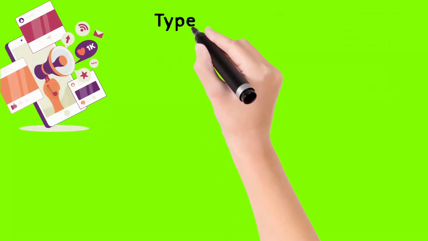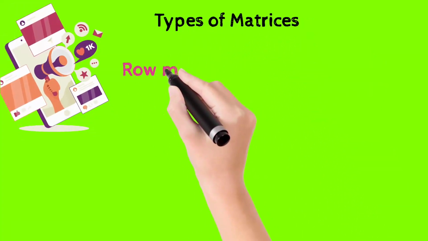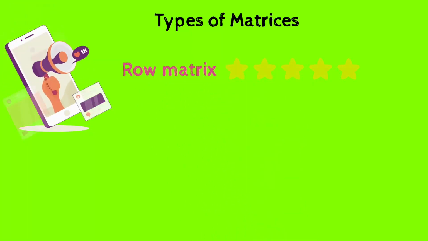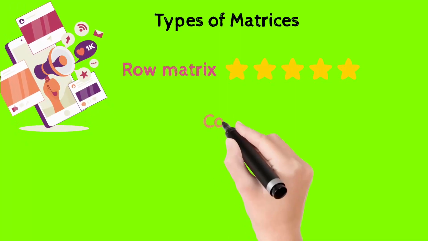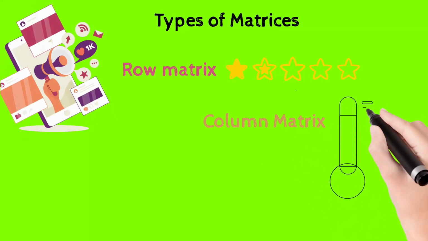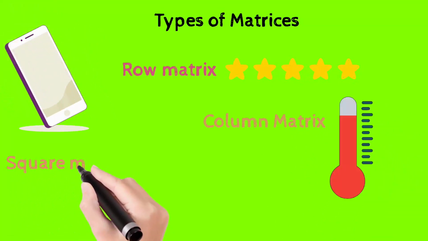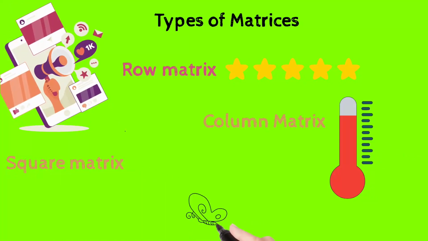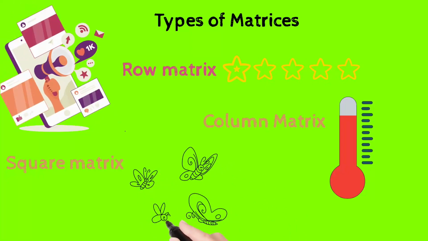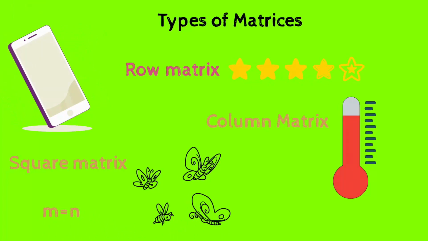So let us see the different types of matrices. The first one is a row matrix. As the name indicates, it will have a single row and there can be n number of columns, as you can see in the image. The second one is a column matrix. Again, as the name indicates, it will have a single column and there can be n number of rows. The third one is a square matrix, where the number of rows and the number of columns are equal. It may be a 2 cross 2, it may be a 3 cross 3, and it goes on.